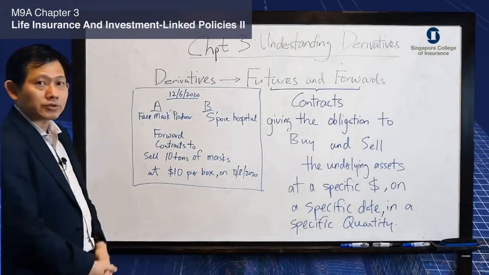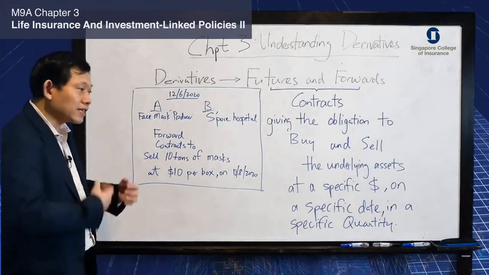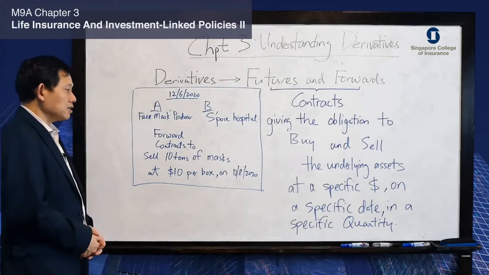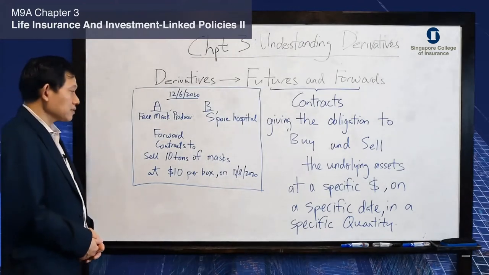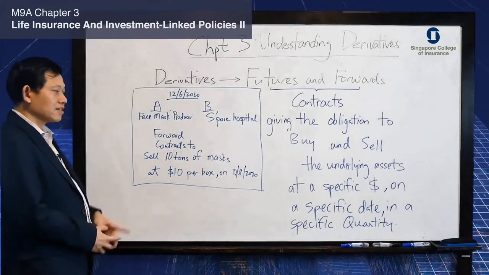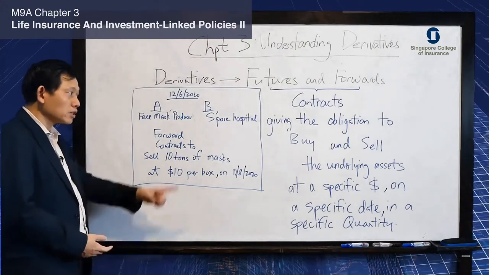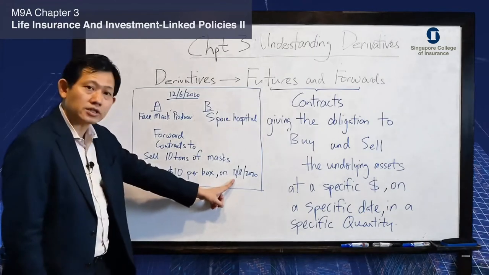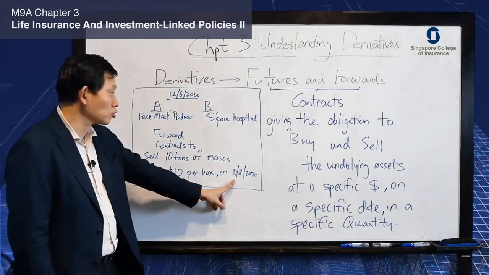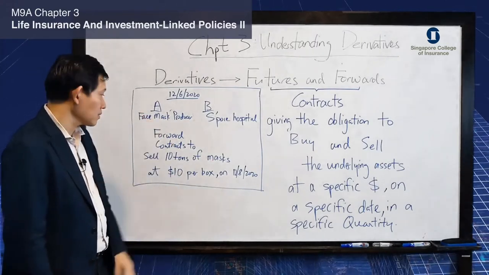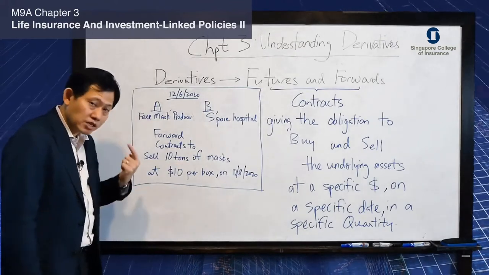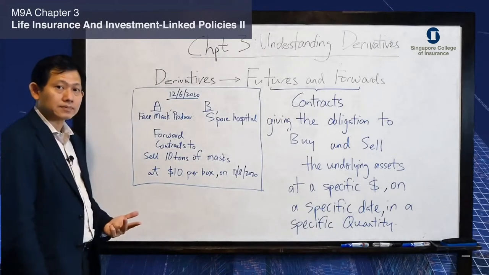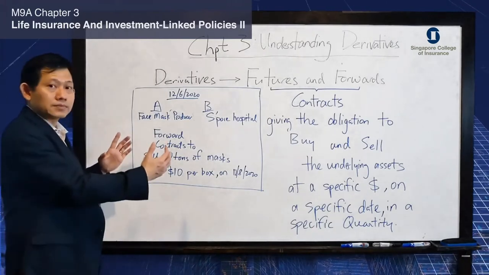They enter into a forward contract to battle the COVID-19 situation. This forward contract says A will manufacture the face masks and agrees to sell 10 tons of face masks to the Singapore hospital, to be delivered on 12 August 2020. That means in 2 months' time, a specific date. 10 tons of face masks, a specific quantity. At $10 per box, a specific price. Now, this is a forward contract.